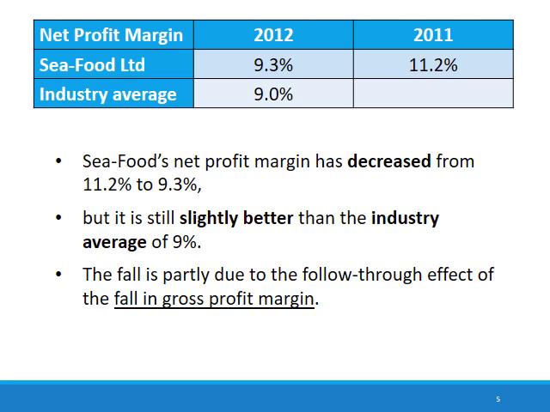The fall is partly due to the follow-through effect of the fall in gross profit. So basically, the fall in gross profit margin has affected the net profit margin. Naturally, you have some effect here because gross profit margin has dropped, and the effect will flow down to net profit margin.